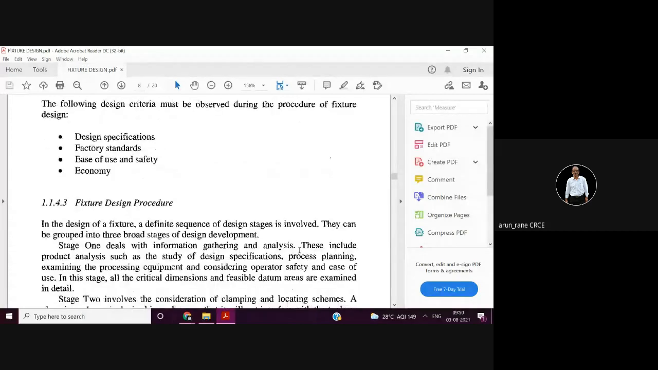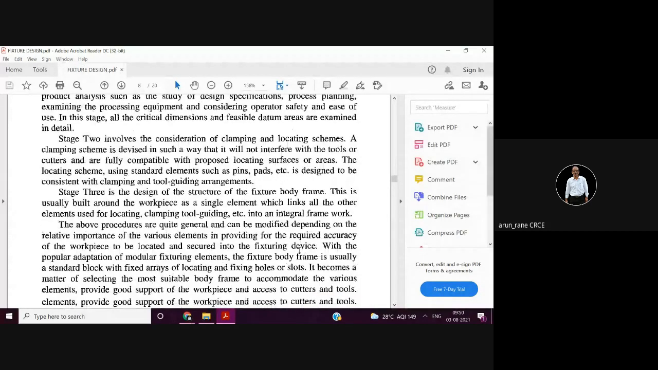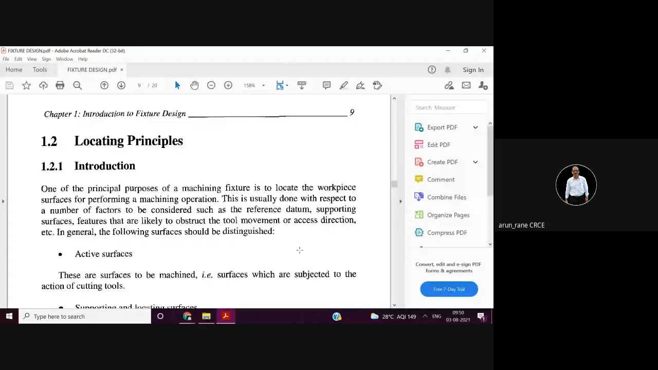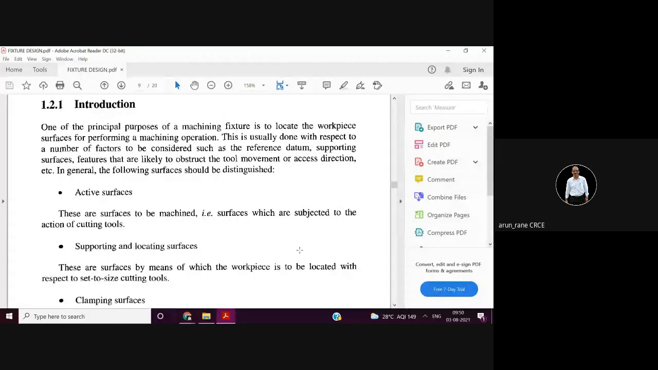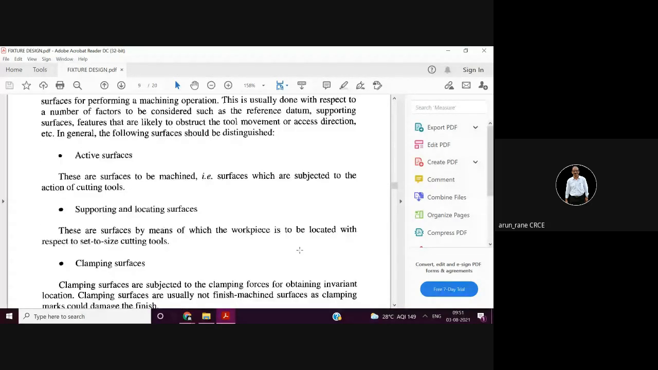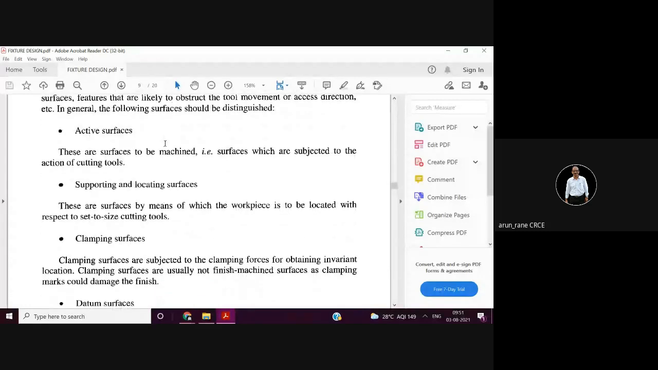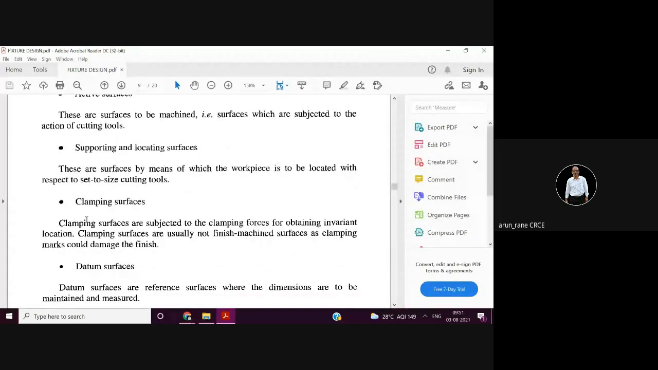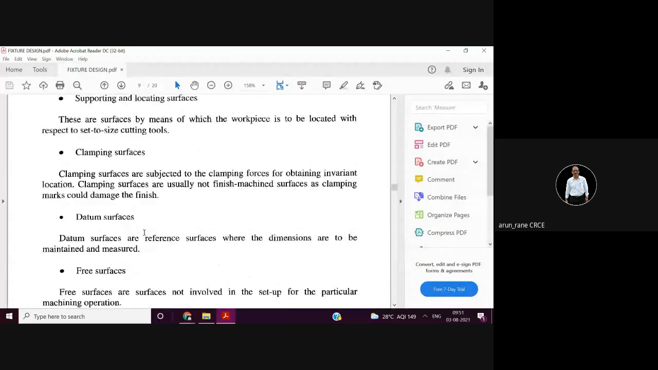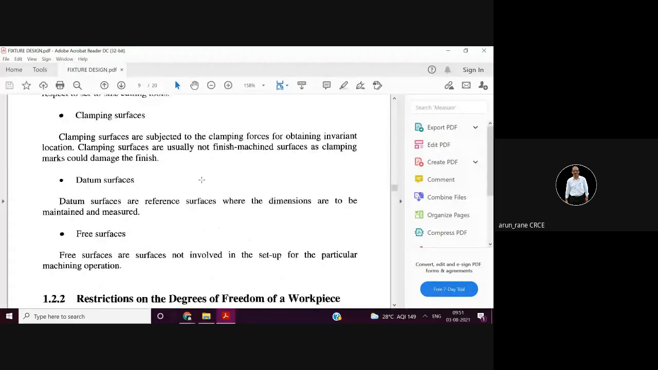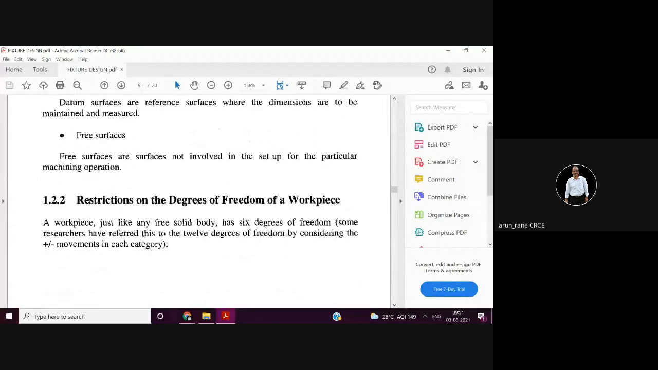Anyway, thanks for telling. So what is the fixture design procedure? It is very simple. You have to just follow location, supporting, clamping. That's all. So which are the surfaces to be machined? Which are the surfaces to be supported and located? And which are the surfaces to be clamped? Which are the reference surfaces to be taken, as we have seen in the jig, and which are the free surfaces.